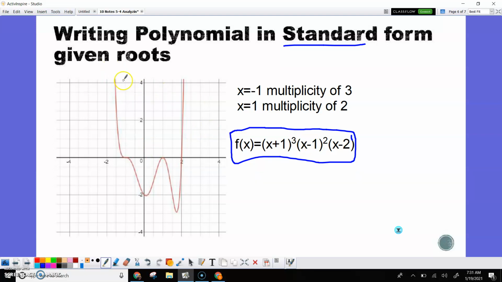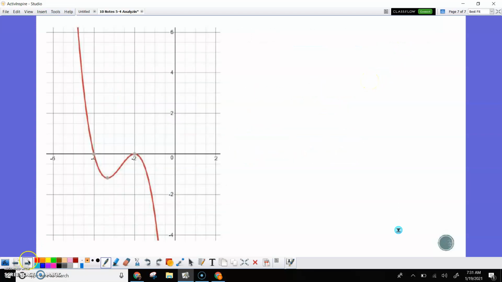Also take a look at the end behavior. So this one is going up, this one's going up, so it is an even degree polynomial. And then since the right side is going up, the leading coefficient needs to be positive, which it is. So leading coefficient, also check for that.